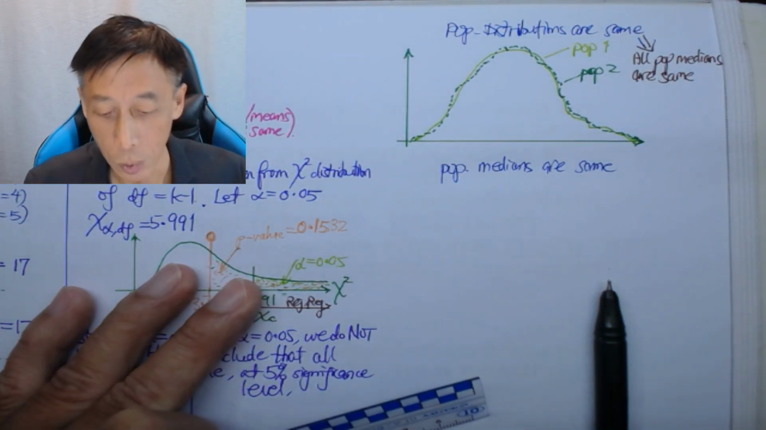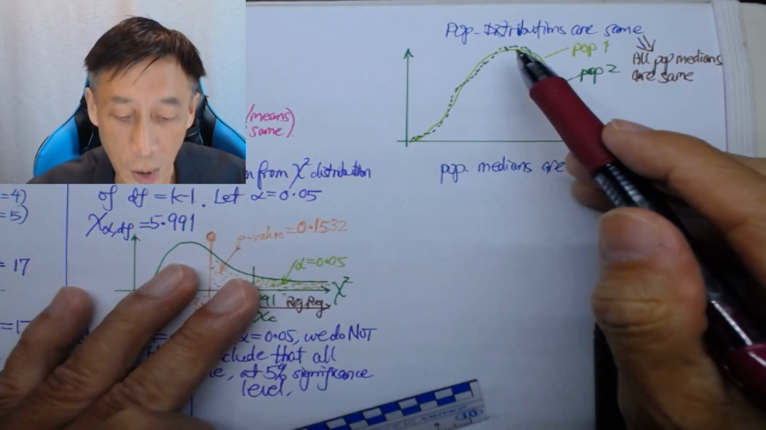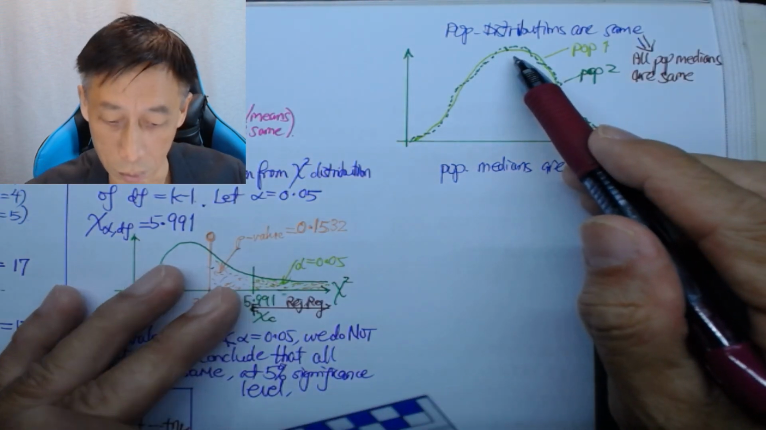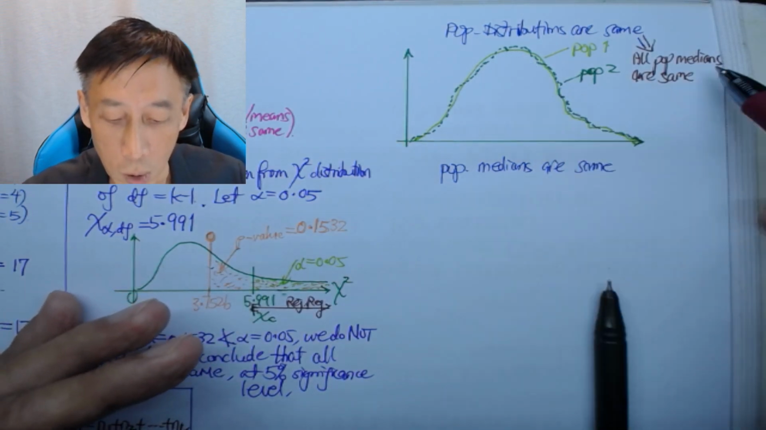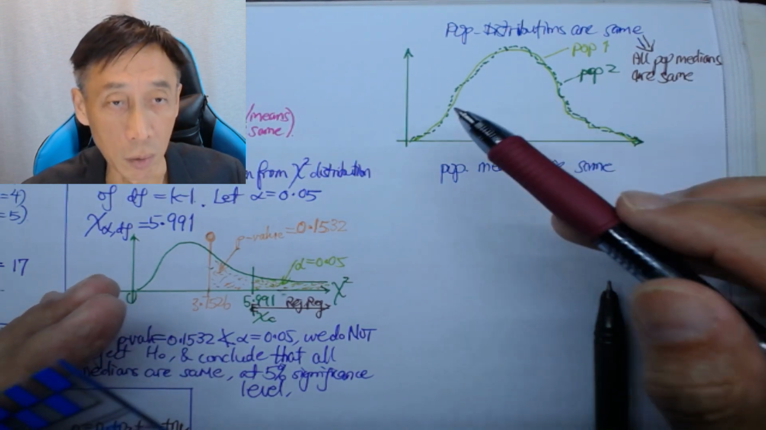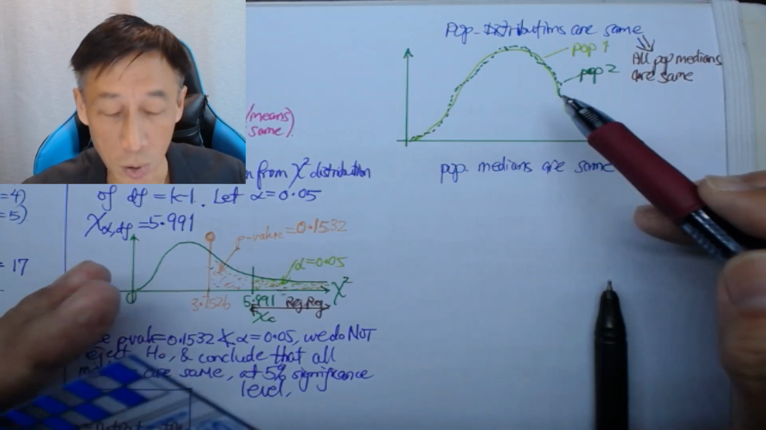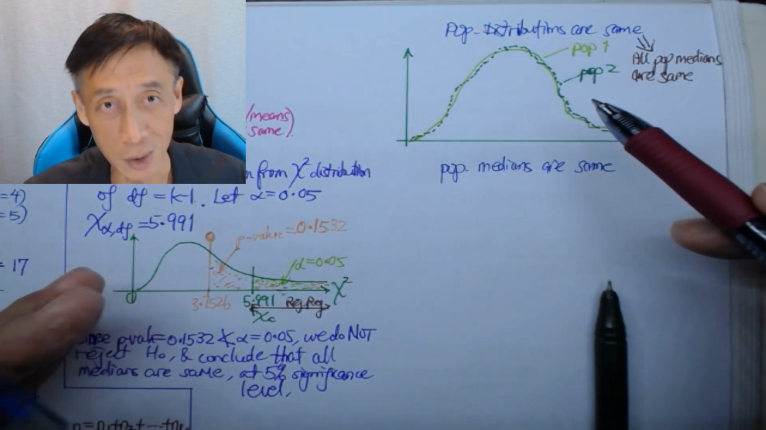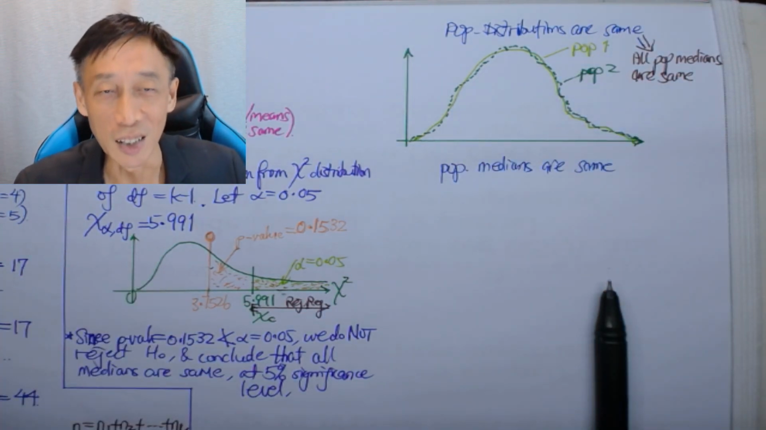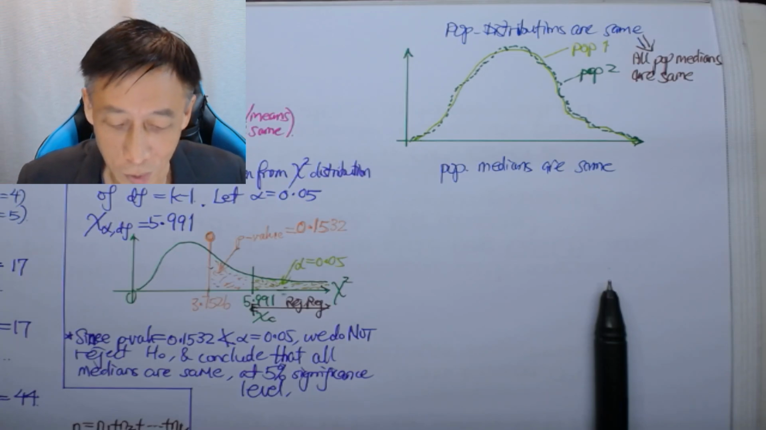If the distributions are the same, then you can conclude that all the means are the same because the two shapes are overlapping. The medians are the same, skewness are the same, kurtosis are the same. All population parameters are the same because they're indistinguishable population distributions.